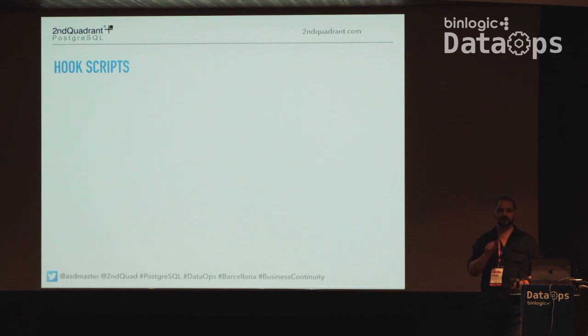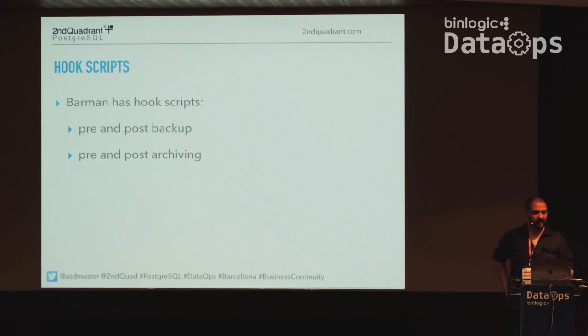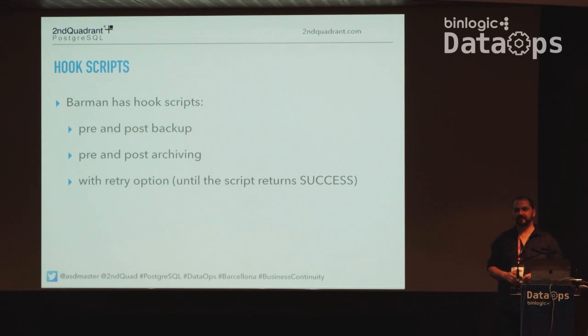By the way, how can we do that automatically? Because we don't want to issue a barman recover command every day just right after the backup manually. Okay, how can we do that? Barman offers a facility that is called barman hook scripts. Okay, we have pre and post backup scripts, and we have pre and post archive scripts, and we have retry option scripts that basically continue to execute the script continuously until it receives a success.